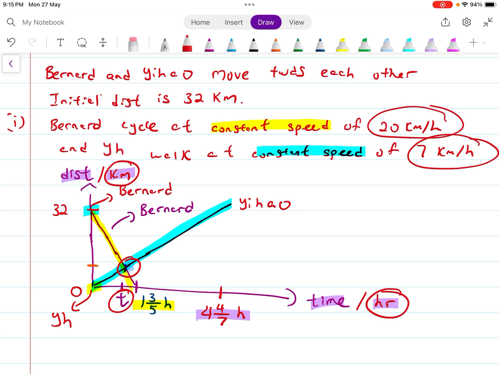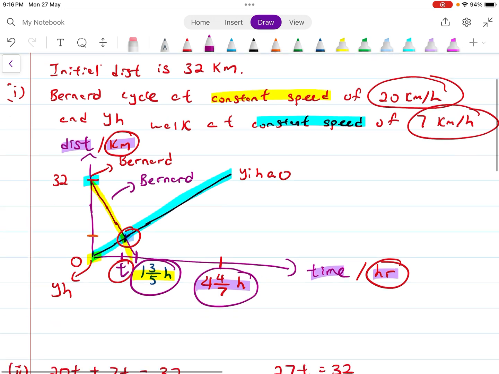Next, we need to determine the steepness of the slope. Yi Hao travels slower, so the gradient must be more gentle. As you can see from my graph, I draw a more gentle graph for Yi Hao, then for Bernard I draw a steeper graph. The next thing is you need to label the time. So you determine the time taken for Yi Hao to travel the full 32 kilometer, which is roughly 4.57 hour. For Bernard, it takes about 1.6 hour. So just draw the graph, then you will get the credit for this.